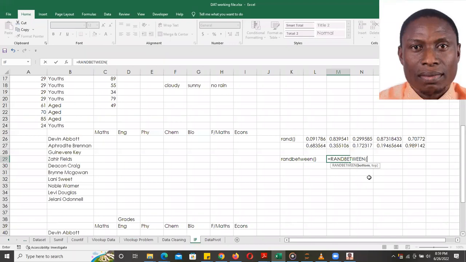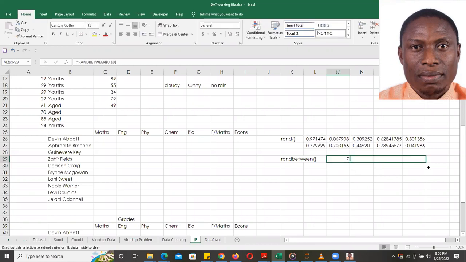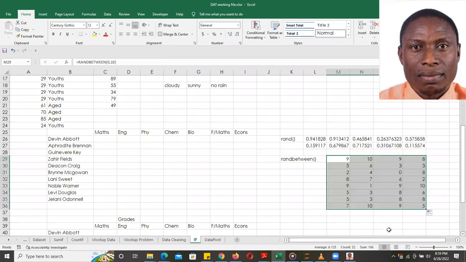So let's assume that I want to generate numbers between 0 and 10. 0 is the bottom number, then 10 is the top. That's the end point. So look at it. Every number that is going to be generated will be between 0 and 10. You can see we have 10. It cannot be more than 10. We have 9, we have 10, we have 8, 3, 0, 6. So those are the numbers. Did you get it?